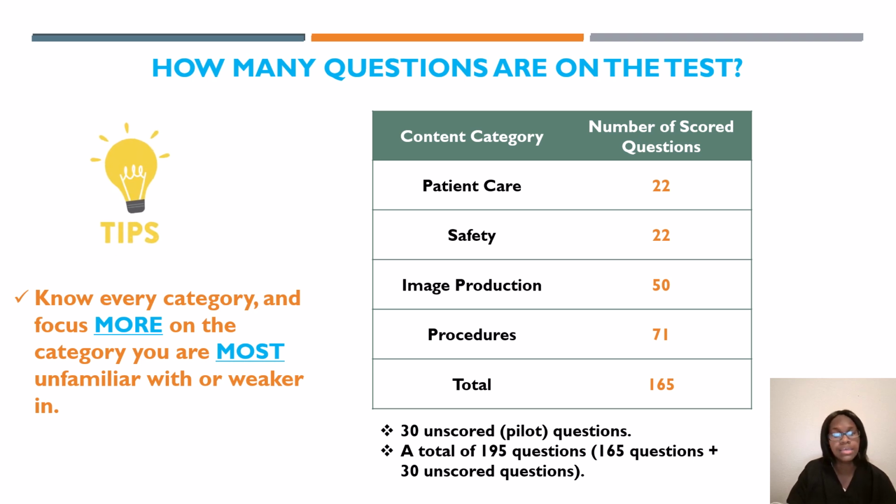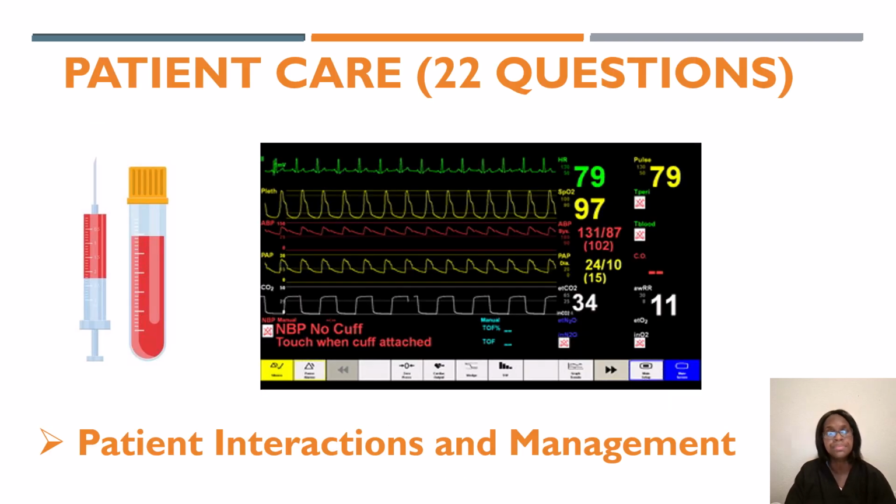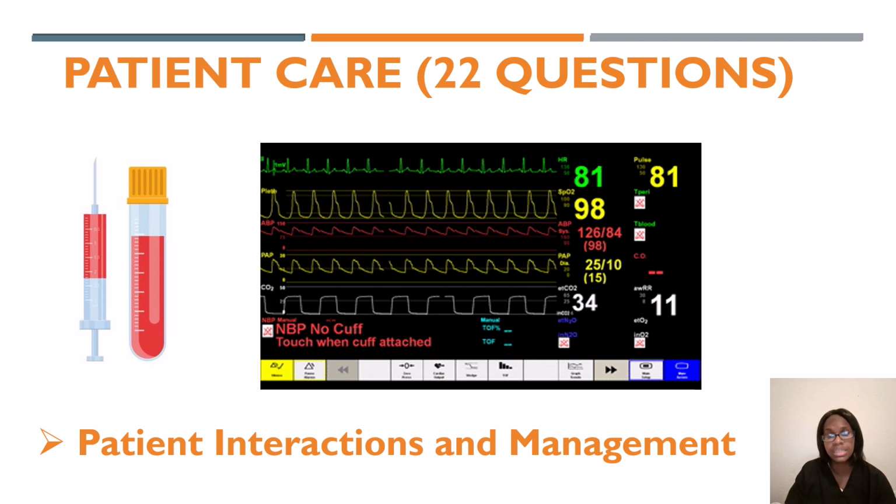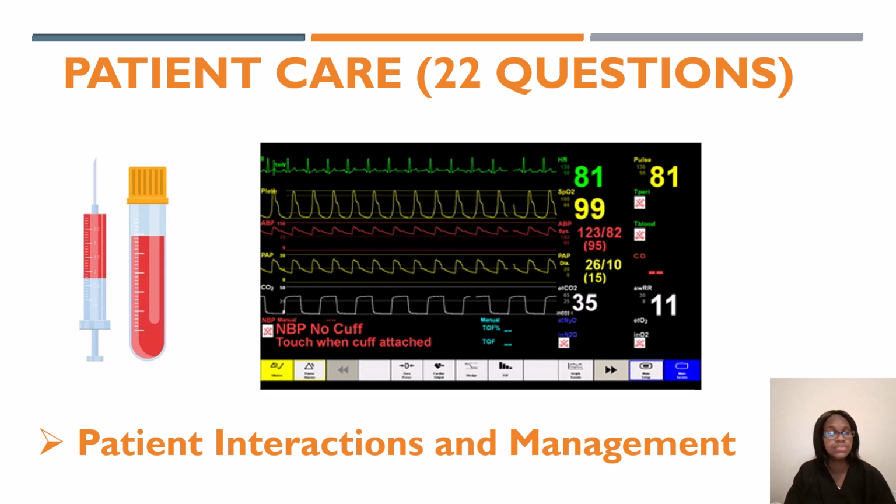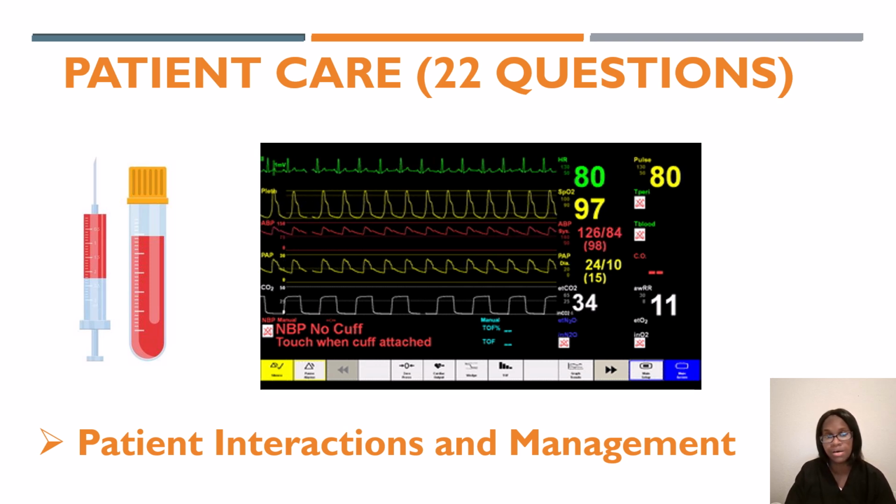I will say know every category and focus more on the category that you are the most unfamiliar or weaker in. That's how I did it. I passed all of my registries on the first try, especially CT. So I'm just trying to give you all tips on how to pass on the first try. Now we're going to dive into each section that will be on your registry, whether this is for ARRT or a national board. I'm sure it will help and benefit you all.